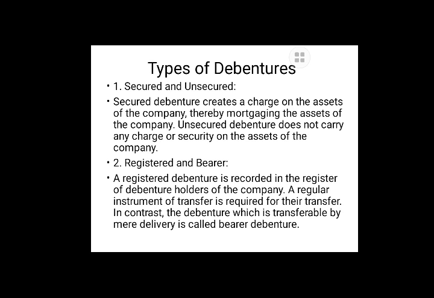Registered debentures are issued in the name of a particular person and his name is recorded in the books of the company as debenture holder. They can be transferred by following the procedure laid down, whereas bearer debenture holders are not recorded in the register of debenture holders, and as I mentioned, they can be transferred by mere delivery.